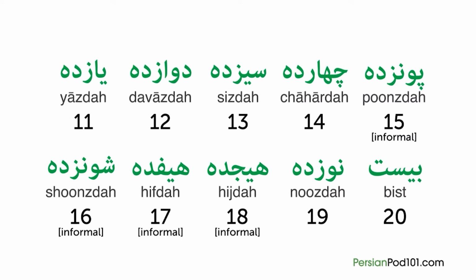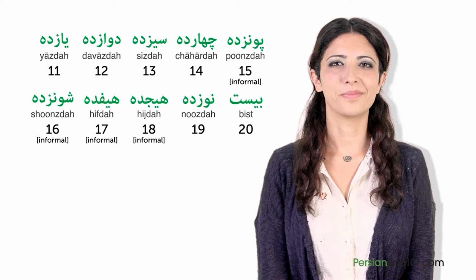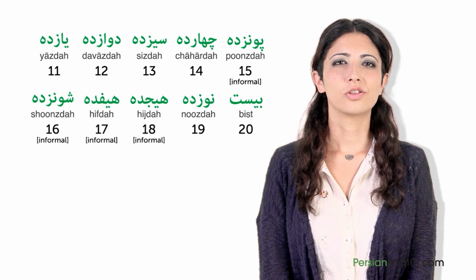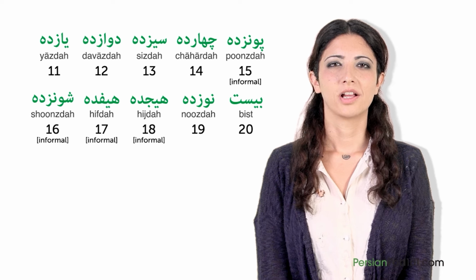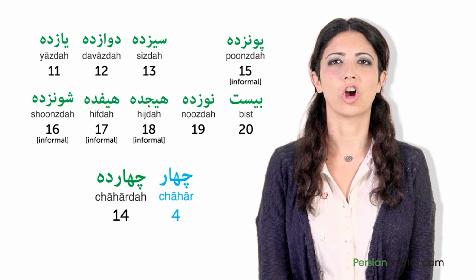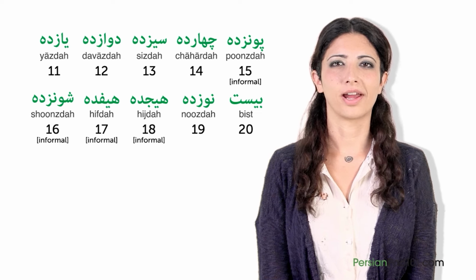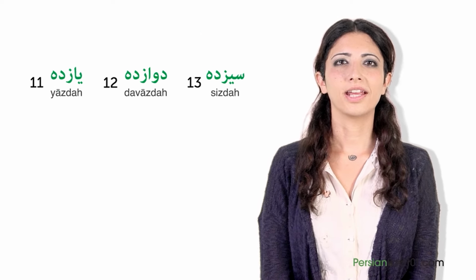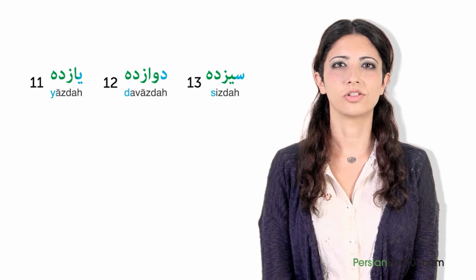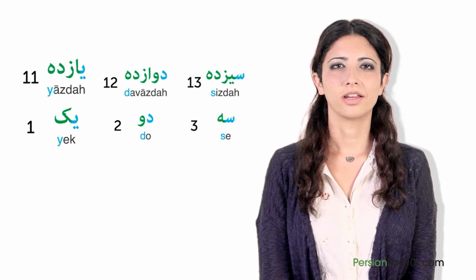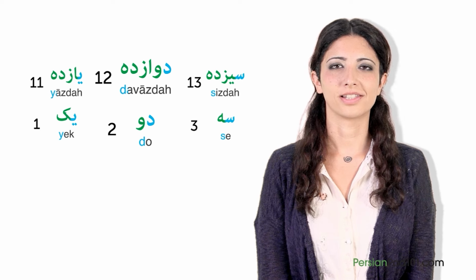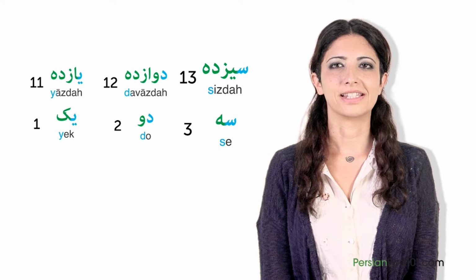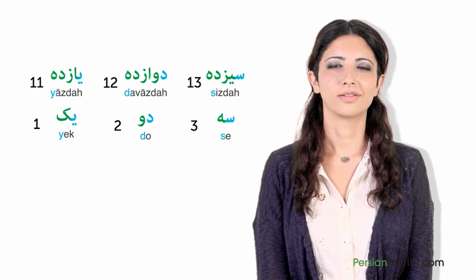Notice that all these numbers, except 20, have ده in the end. These numbers may seem harder to remember, so you really just have to memorize them. Some of them look a lot like their base numbers, like چهارده and چهار, but others you will have to memorize. Luckily, you can get a hint from the similarities of their first letter to their base numbers, like یک in یک and یازده, د in دو and دوازده, سه in سیزده and سه, and so on.